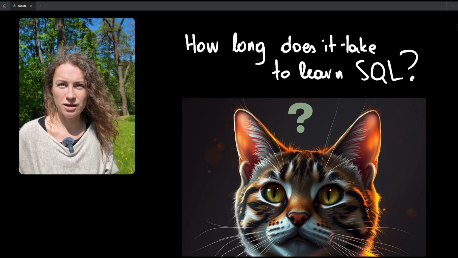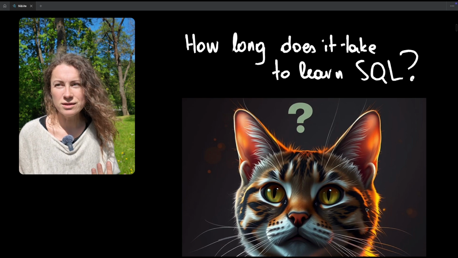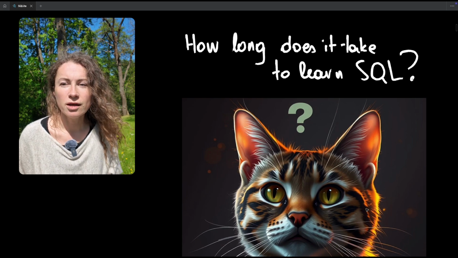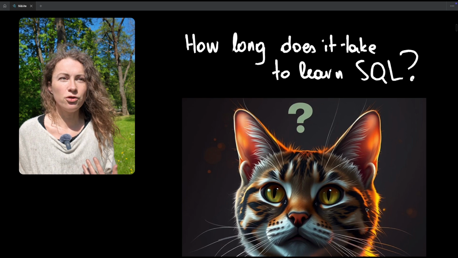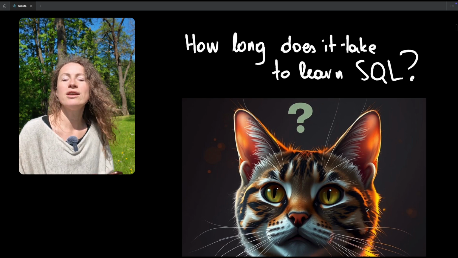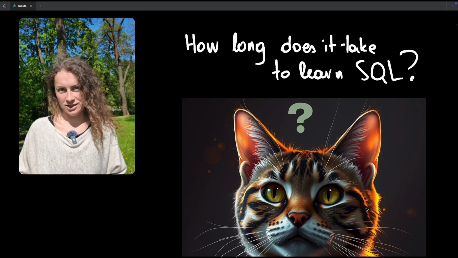So my goal today is to deconstruct what actually does it depend on, and to give you a formula so that you could calculate how long it will take you to learn SQL.